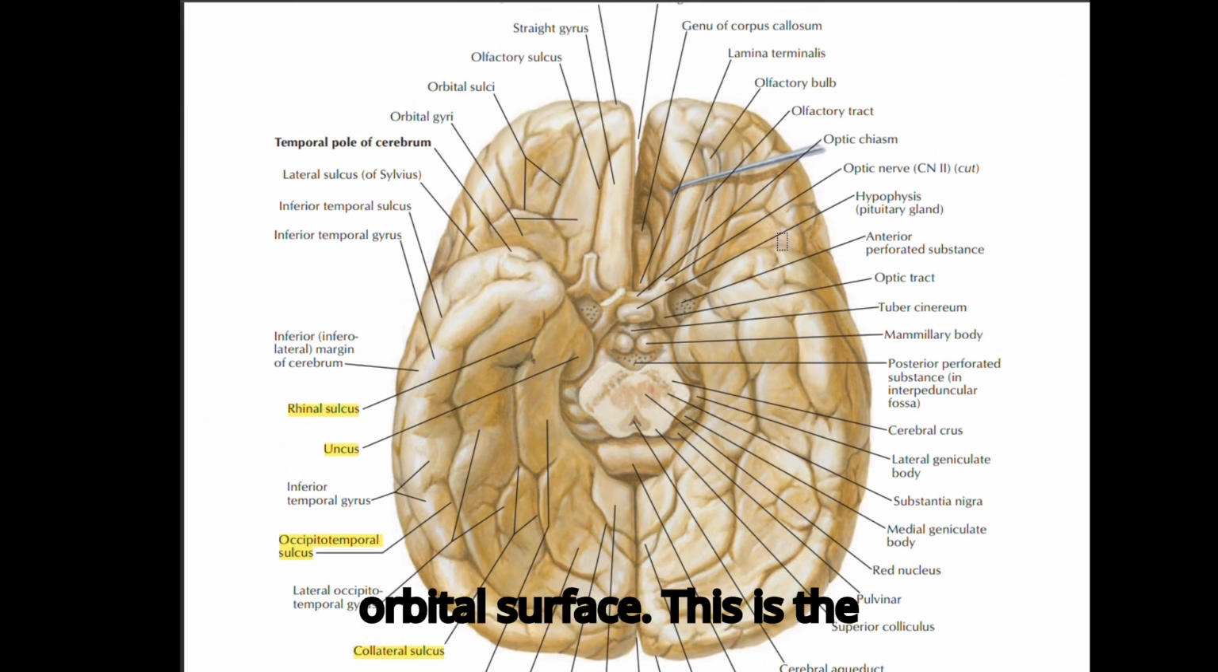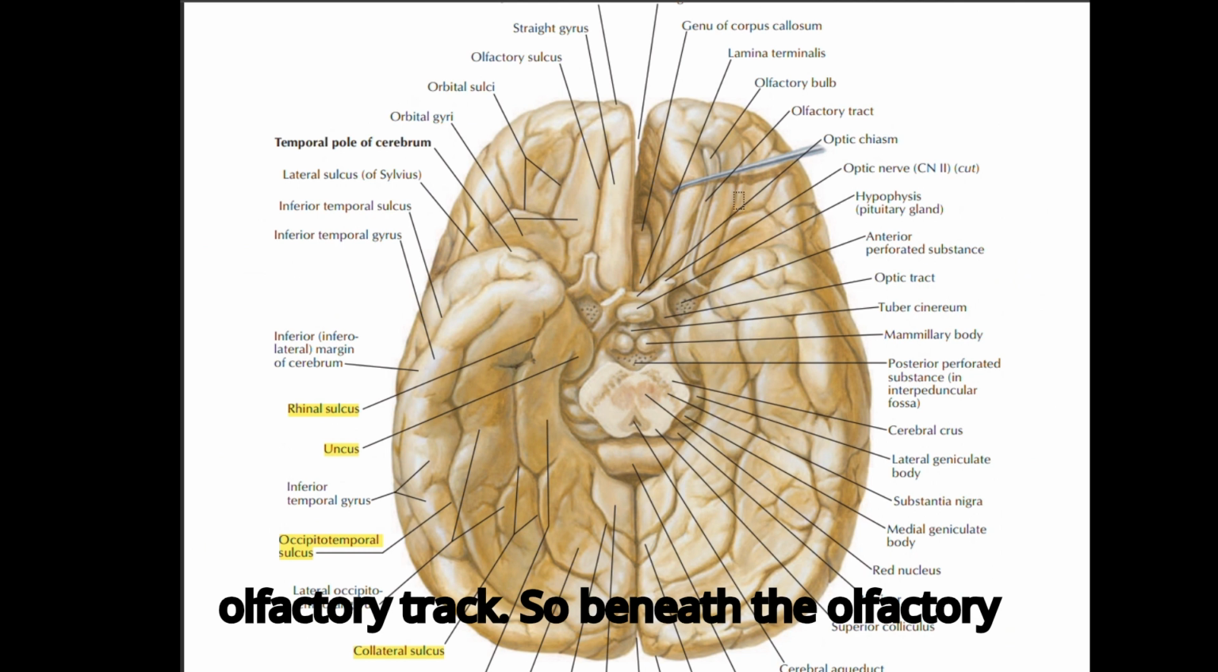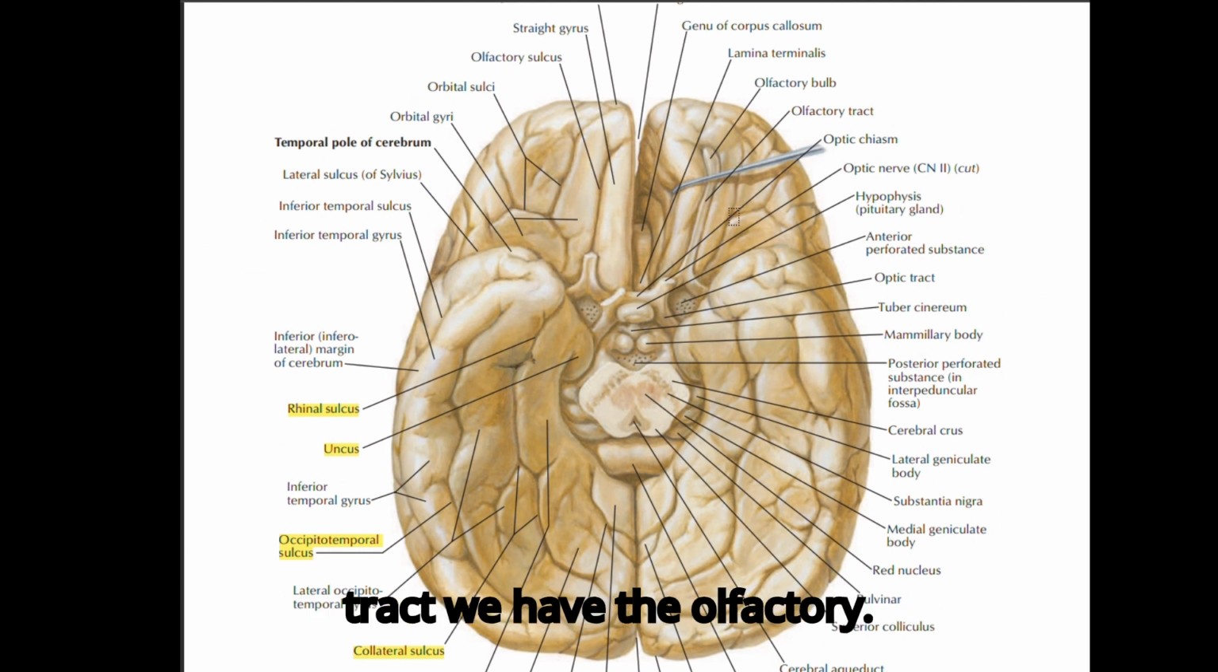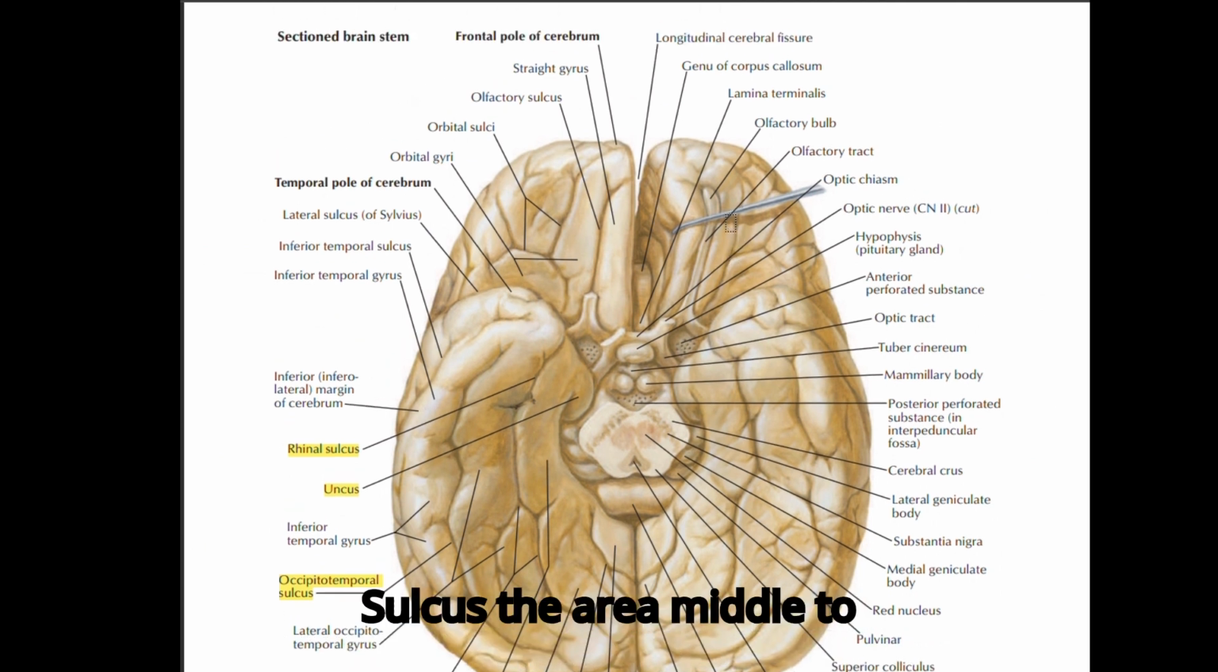This is the orbital surface. This is the olfactory tract. Beneath the olfactory tract, we have the olfactory sulcus. The area medial to the olfactory sulcus, that is this part, is known as the rectus gyrus or the gyrus rectus. Now coming to the orbital sulcus, it is H-shaped.